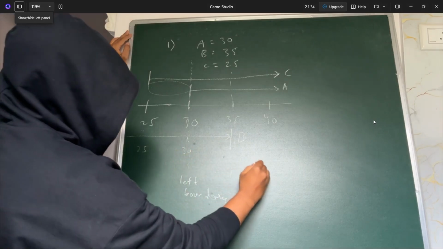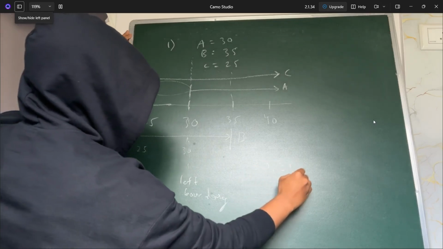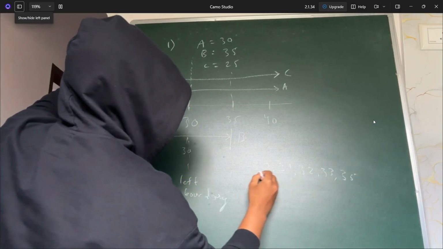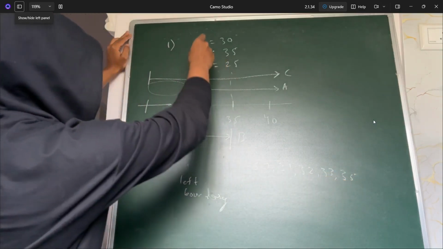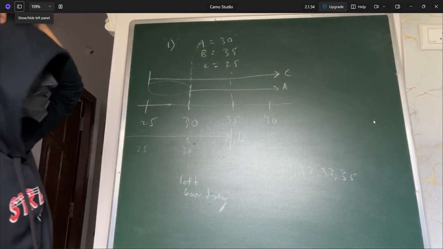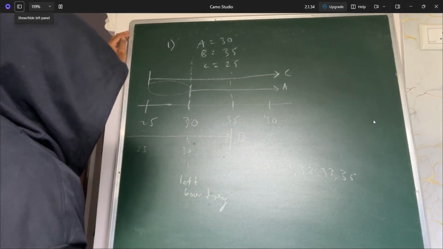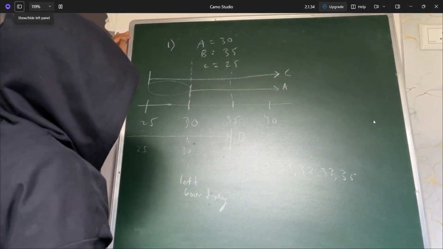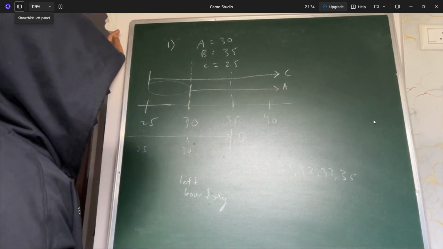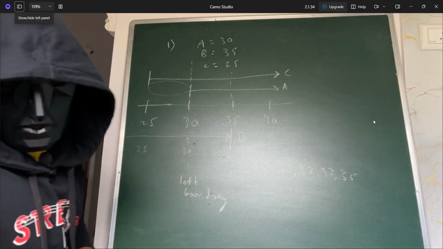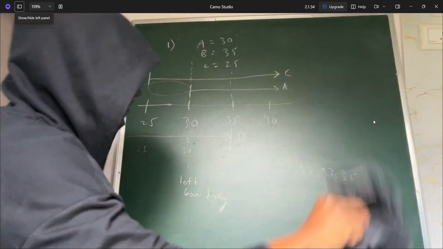So if you set 30, 31, 32, 33, or 35, these 6 temperatures, all 3 will agree that we can set the temperature. So in this case, it is possible to set the temperature at a point wherein all 3 will agree. So these are the 6 points. Yeah, so let's try to understand the second example.